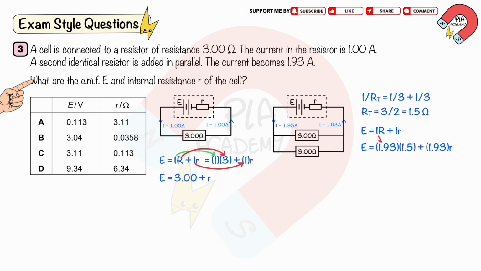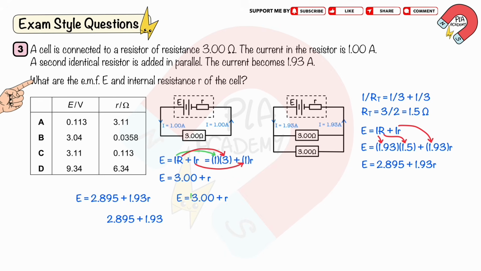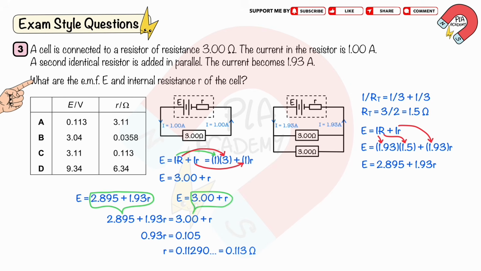We substitute the current I equals 1.93 amperes, and the external resistance R equals 1.5 ohms. So, E equals 2.895 plus 1.93 r. We solve two simultaneous equations to find the internal resistance r like this. We get the internal resistance equals 0.113 ohms for three significant figures.